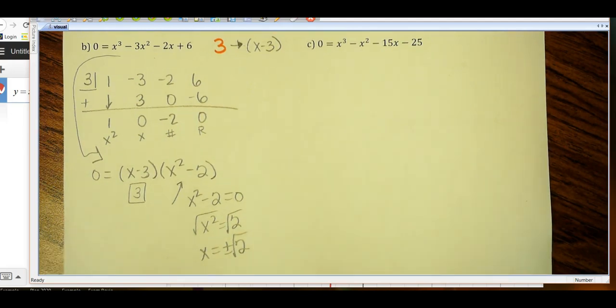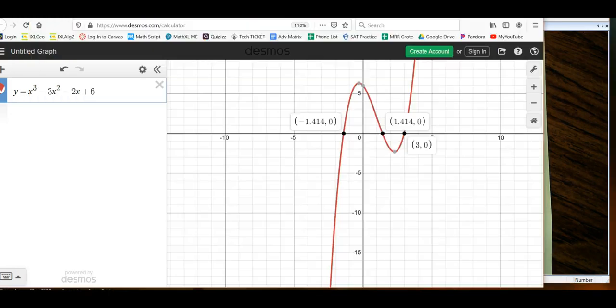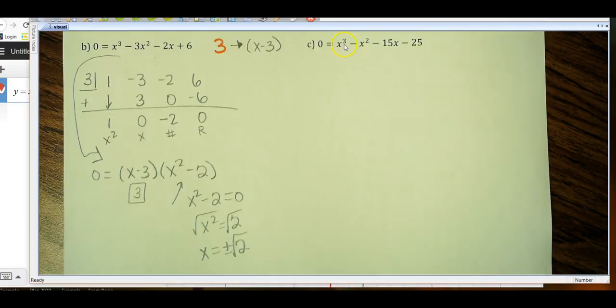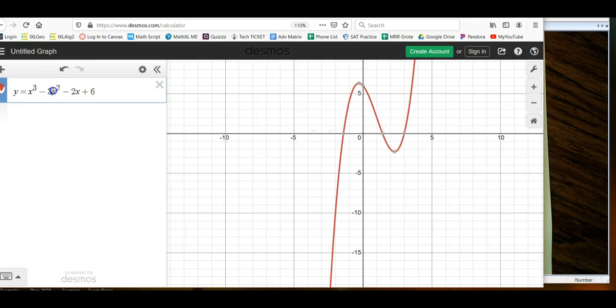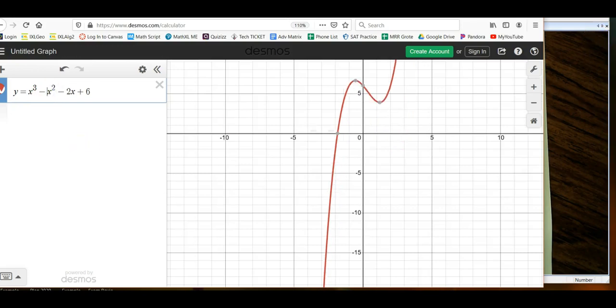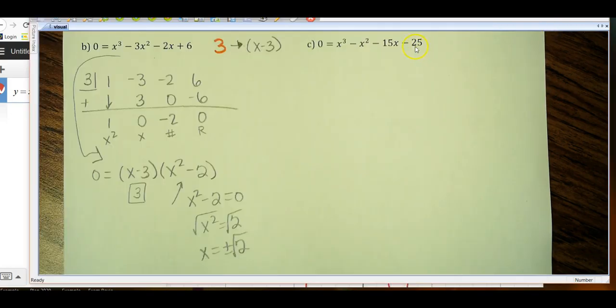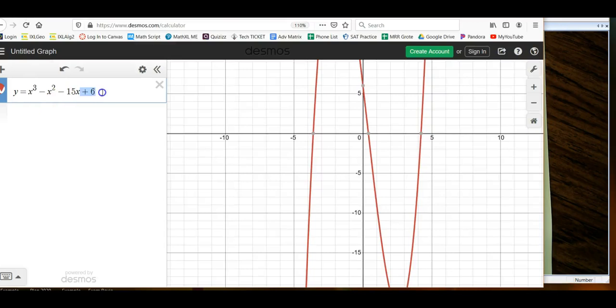Okay, and now we're just going to repeat this process just one more time. So I'm looking at my equation here. Let me pull back my graph. Alright, so I've got x cubed minus just plain x squared, so let me delete the 3. And then I've got minus 15x, so put a 15 in there. And then I've got a minus 25.